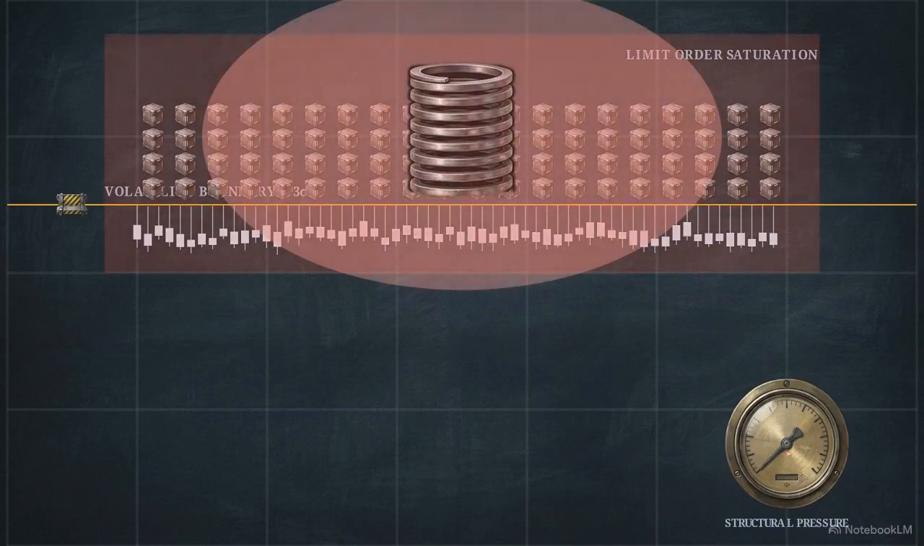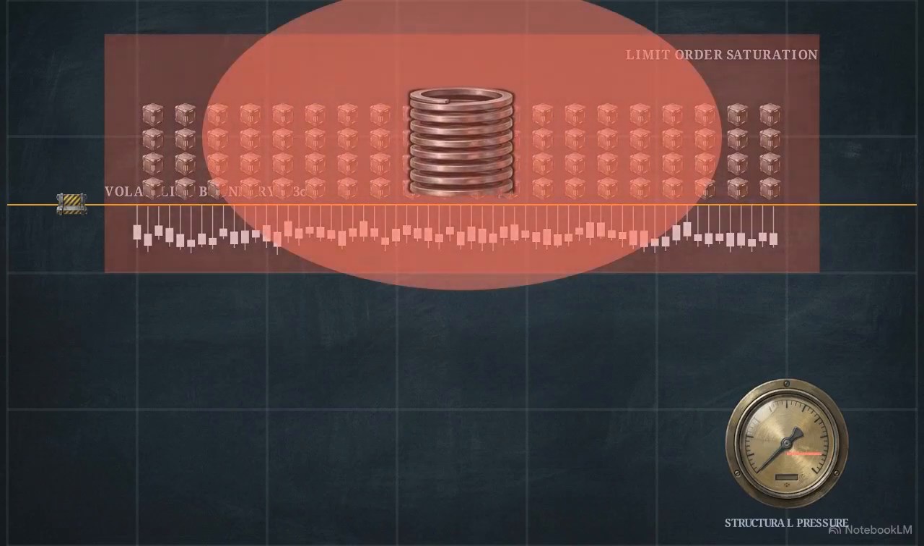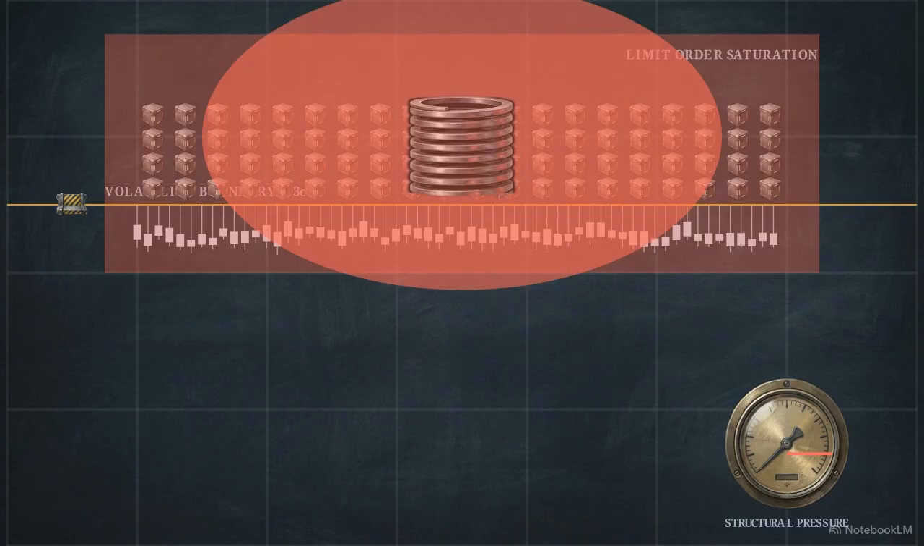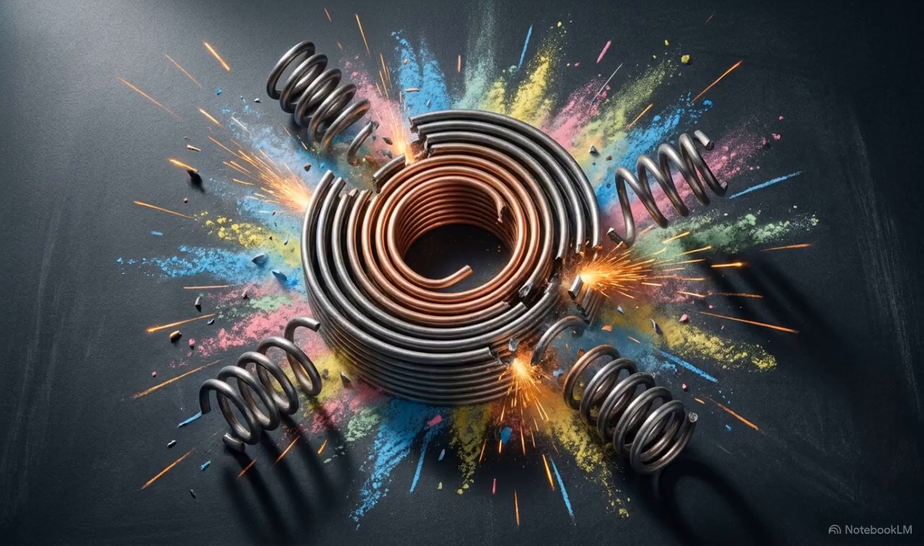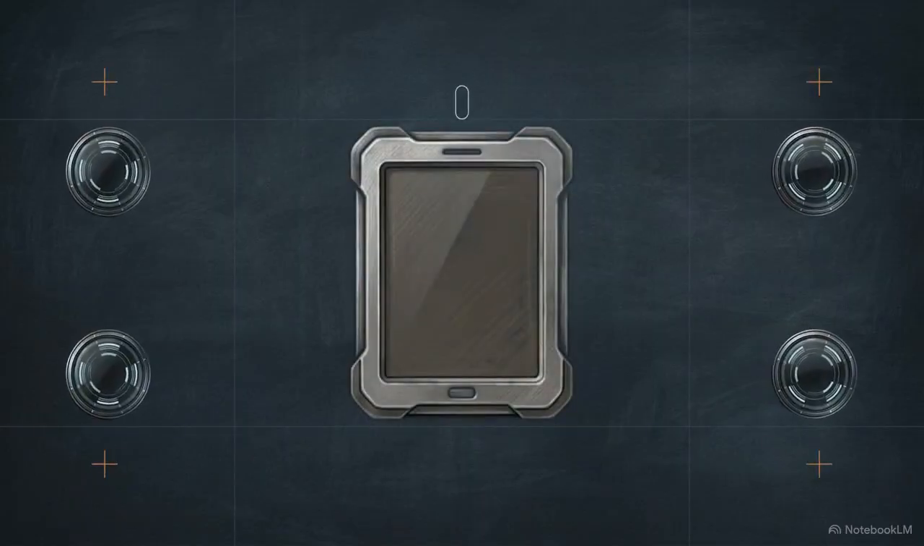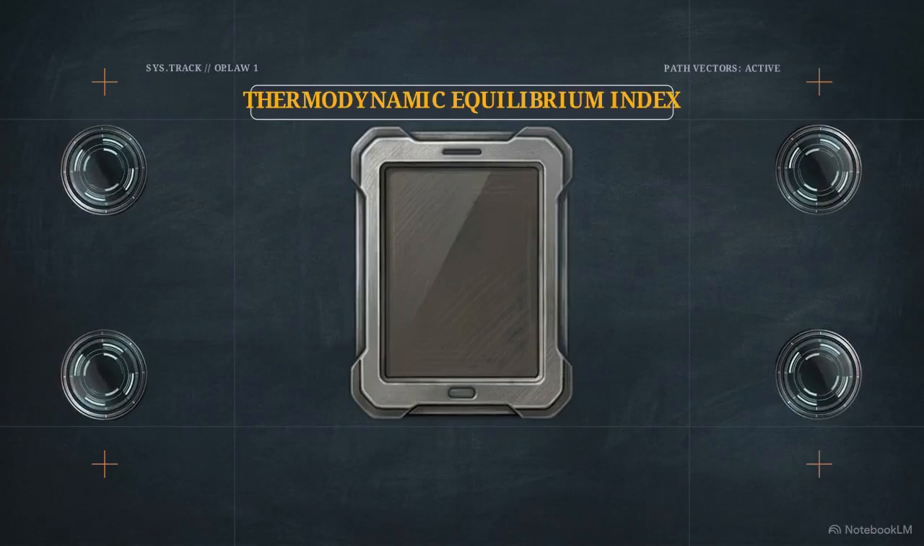Progress is slow, but the force is immense. Though price barely moves, structural pressure increases. The order book saturates, setting the stage for an immediate balancing operation. When this compression finally breaks, the return to the mean typically happens in a fraction of the time it took to build the tension. To track this, we apply the thermodynamic equilibrium index.